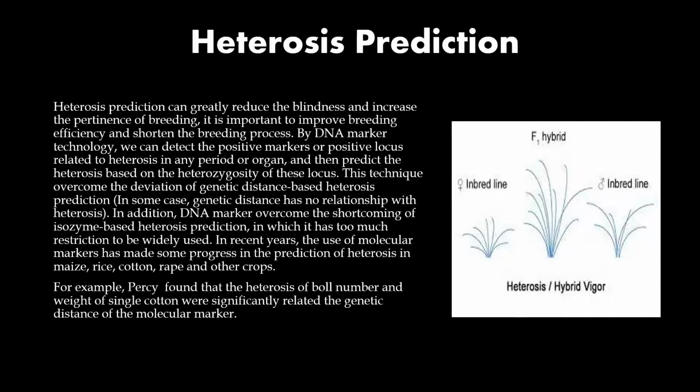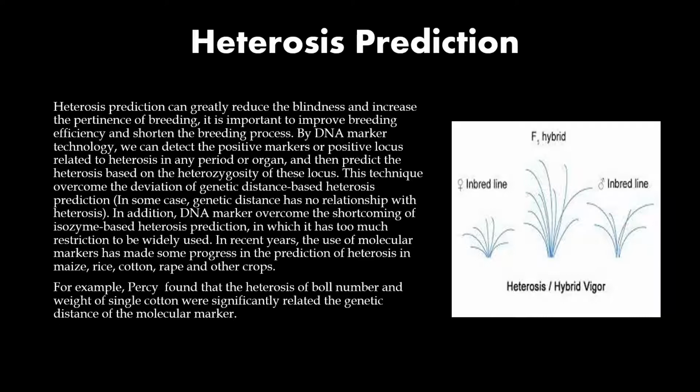Heterosis prediction. Heterosis prediction can greatly reduce the blindness and increase the pertinence of breeding. It is important to improve breeding efficiency and shorten the breeding process. By DNA marker technology, we can detect the positive markers or positive loci related to heterosis in any period or organ, and then predict the heterosis based on heterozygosity of these loci. This technique overcomes the deviation of genetic distance based heterosis prediction.